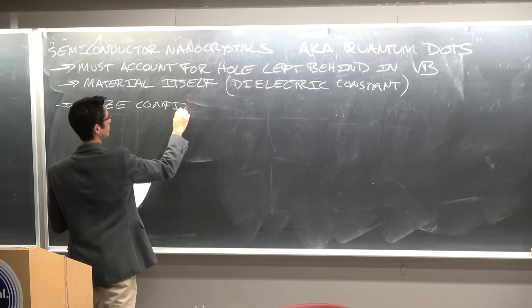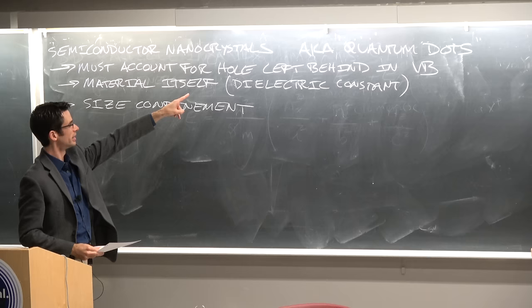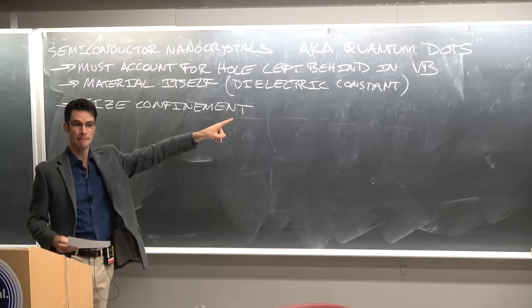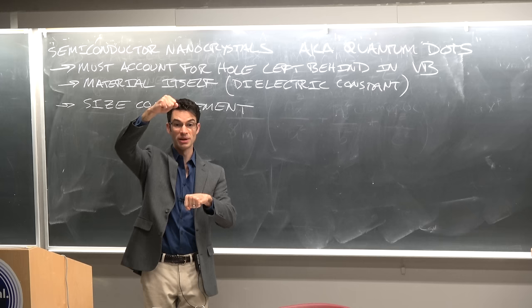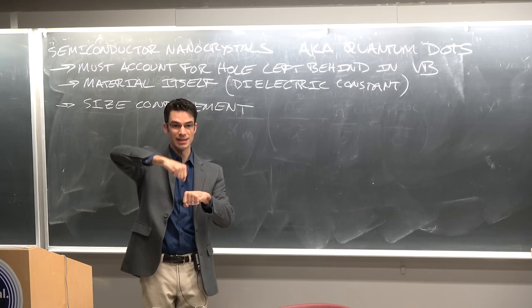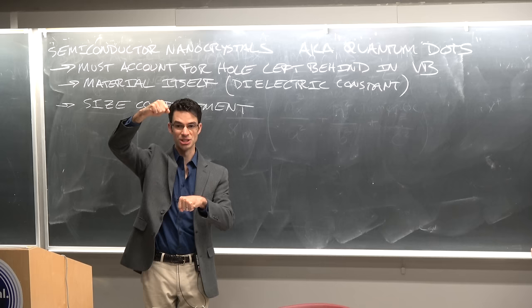So why does it matter that we account for the hole left behind in the valence band? Well, the hole left behind in the valence band has a positive charge associated with it. So when you promote an electron from the valence band to the conduction band, there's actually a Coulombic attraction between the electron and the hole that was left behind. And that actually serves to lower the energy and decrease the band gap slightly. That's the Coulombic binding energy.